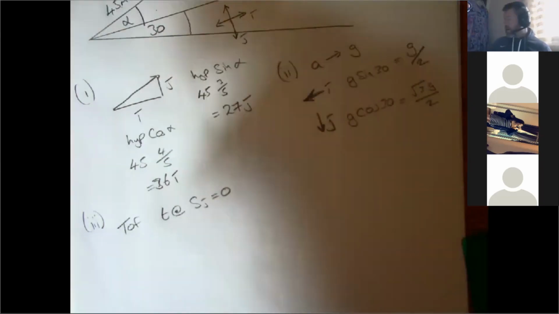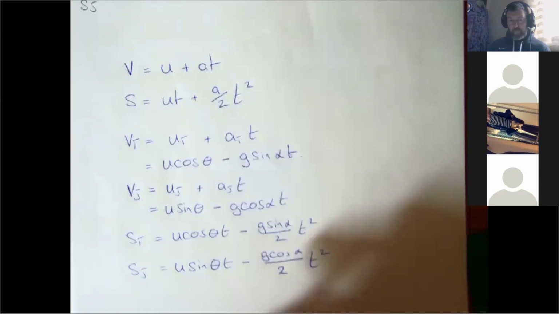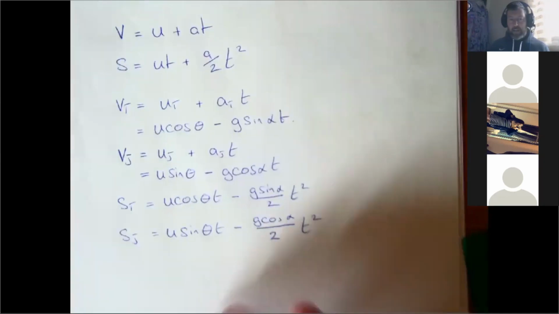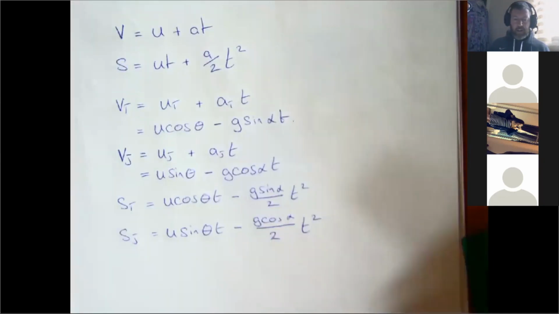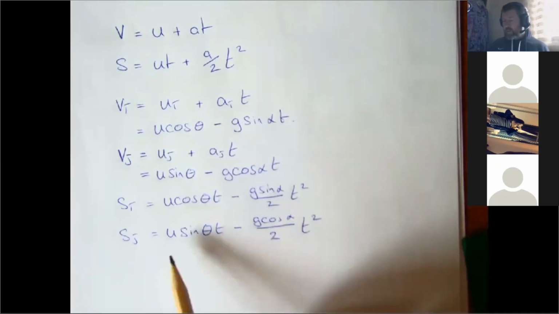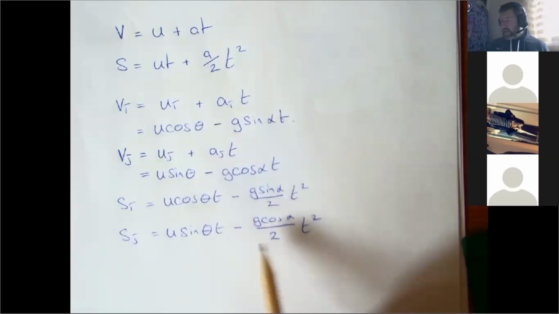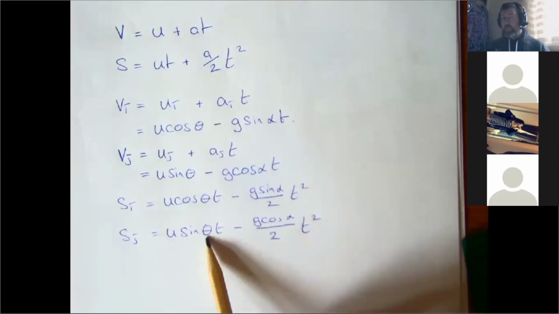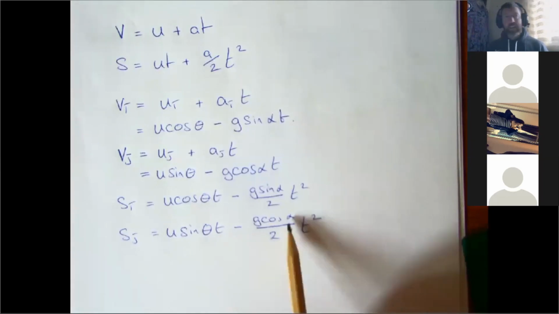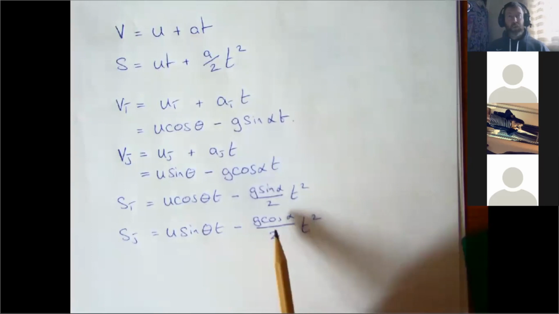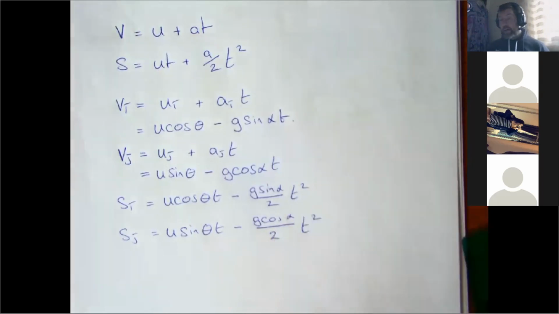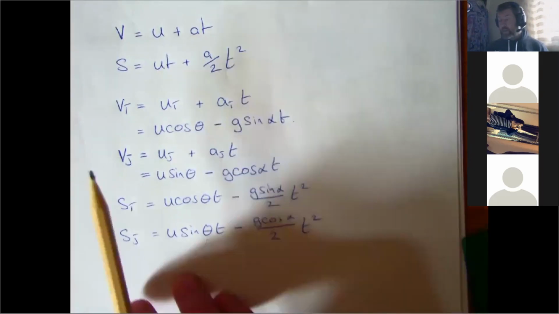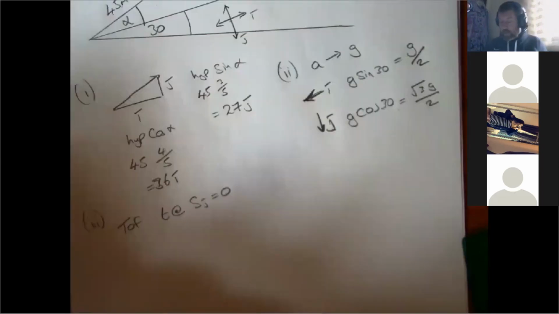Oh, look, here's one I made earlier. These are back earlier in the video. I think I described accurately how to make them, but this is our formula: U sine theta T J minus G cos alpha over 2 T squared. Theta is the angle of projection against the inclined plane, and alpha is the angle of the inclined plane to the horizontal. I hope I'm making sense to you. Okay, so let's just get that out.